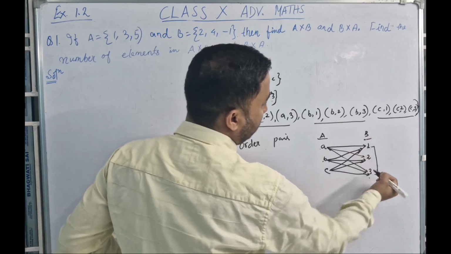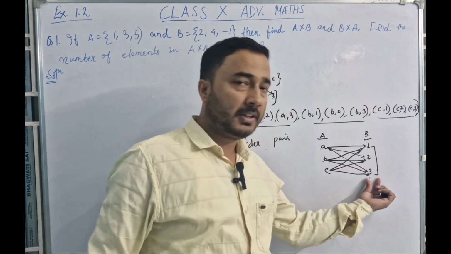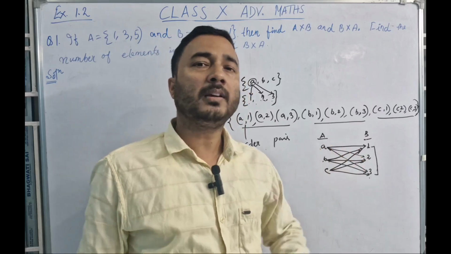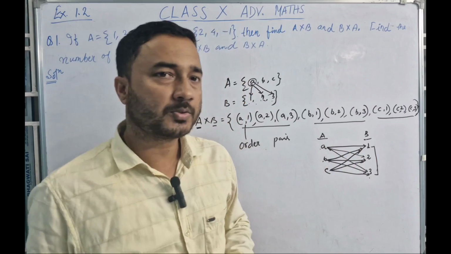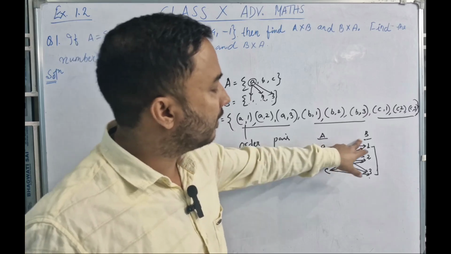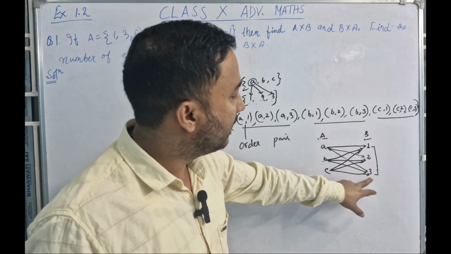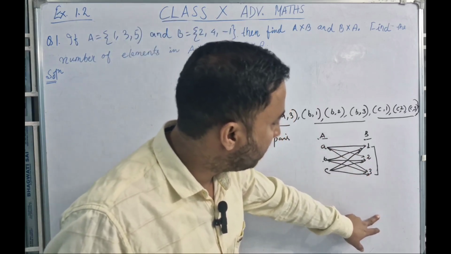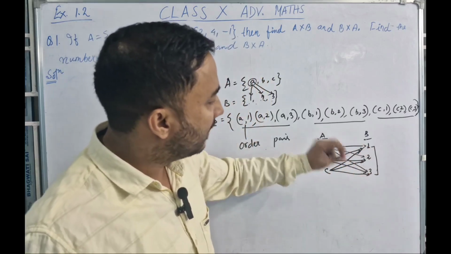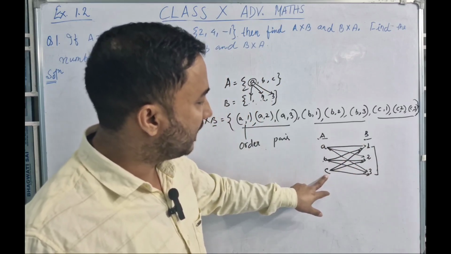Since we are having 3 elements in the set B, therefore for every element in the set A, 3 ordered pairs will be there. Okay, I hope you understood it, right? For this first element A, we will be getting 3 ordered pairs A1, A2, A3. Since no elements are there in the set B other than 1, 2, 3, so we will get 3 ordered pairs for A, 3 ordered pairs for B, and 3 ordered pairs for C.